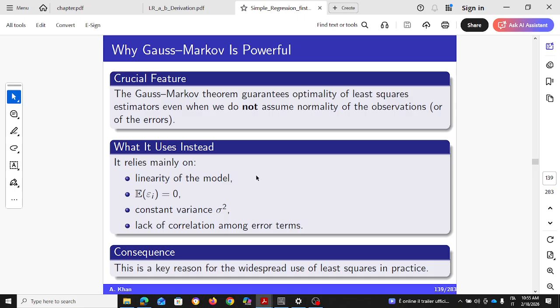Okay, and the Gauss theorem, instead of normality, uses these assumptions. It says the model should be linear, the expectation of this term should be 0, we should have a constant variance, and there should be lack of correlation. Okay? But then the consequence here is this is the key reason why this is widely used in practice.